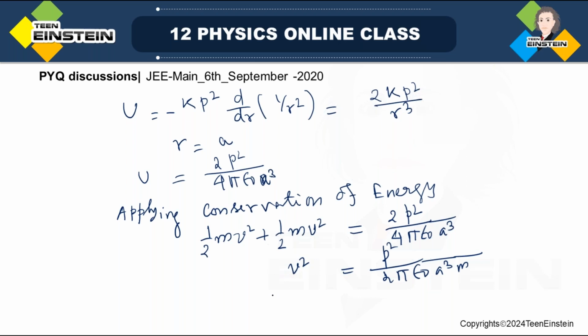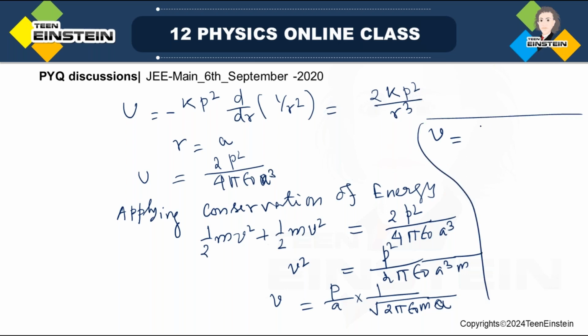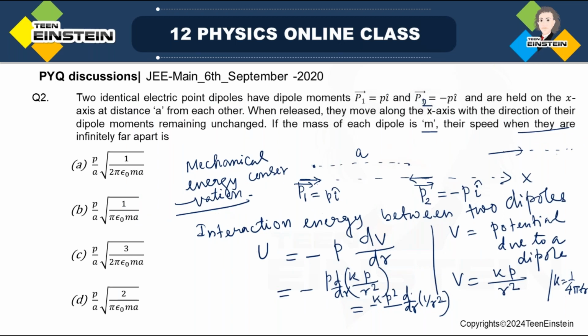So I have to find out v, right? So v will be then p by a, into 1 over square root of 2 pi epsilon naught m a. Okay, this is a. So this will be the answer. Let me write the answer properly. So v is equal to p by a, dipole moment by the distance between them, and then 1 over square root of 2 pi epsilon naught m a. Okay, look, there are options here. So yeah, the first option is correct for this question.